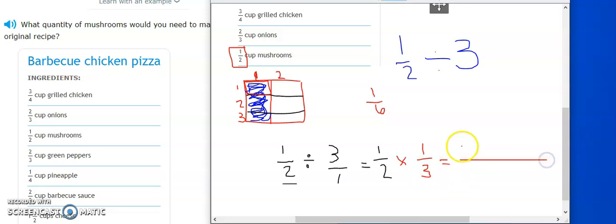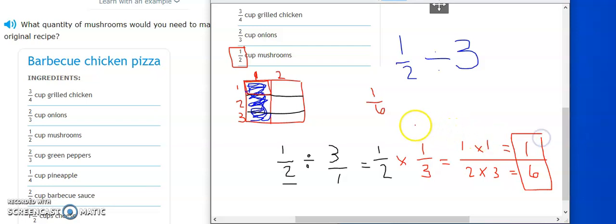And now I can just multiply straight across. So 1 times 1 is going to give me my top number, and then 2 times 3 is going to give me my bottom number. And I know that 1 times 1 is just 1, and 2 times 3 is 6. So that is how I also got that 1/6 that I showed up here. So 1/6 is just my answer for this problem. So let's go back and just type in 1/6.